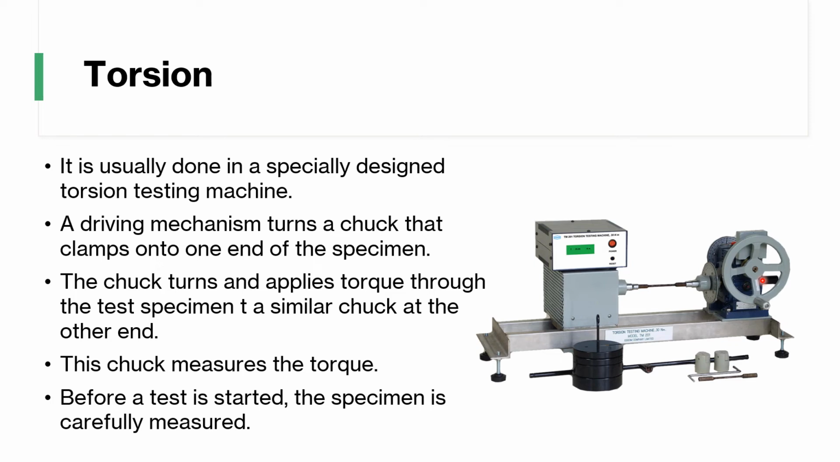It turns a chuck right here that clamps onto one end of that specimen. And this is your driving mechanism. So the chuck turns, and then it's going to apply torque through that test specimen at the other end. So this chuck is going to measure the torque. So now you have an issue. In order for you to understand torsion, you have to review your torque.